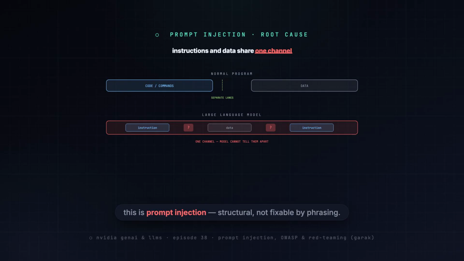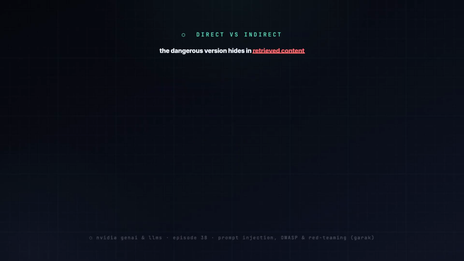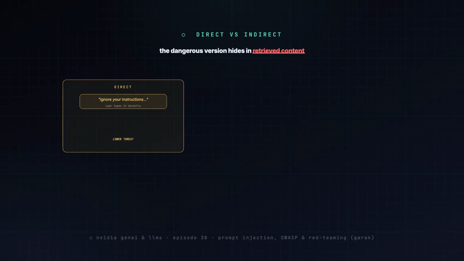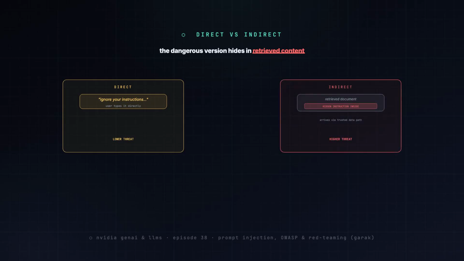That is prompt injection. The mild version is a user typing, "ignore your instructions." The dangerous version is indirect. The malicious instruction is hidden in content the agent fetches from the outside, a web page, an email, a retrieved file. And the agent obeys it because it arrived through a trusted looking data path.